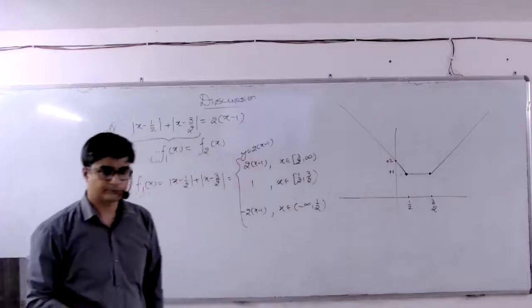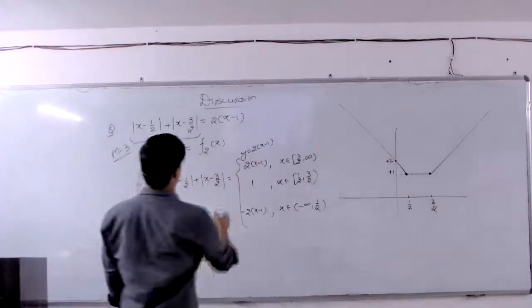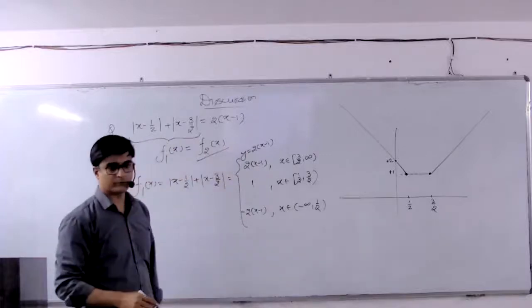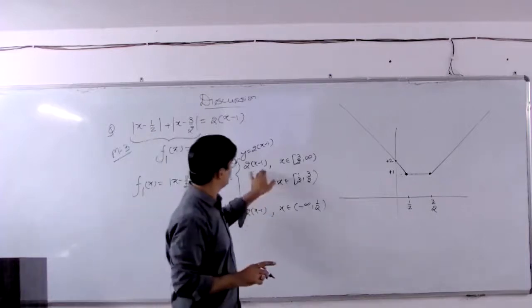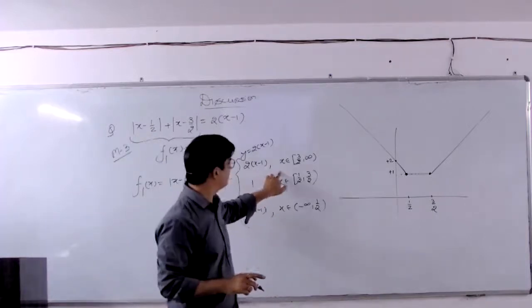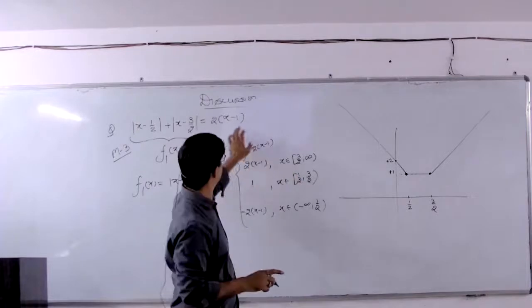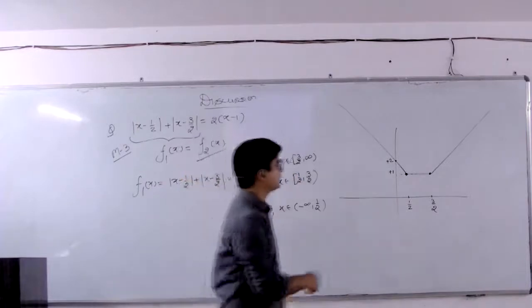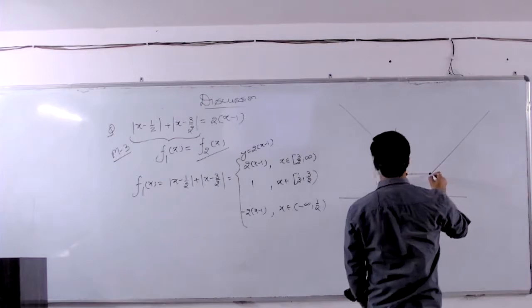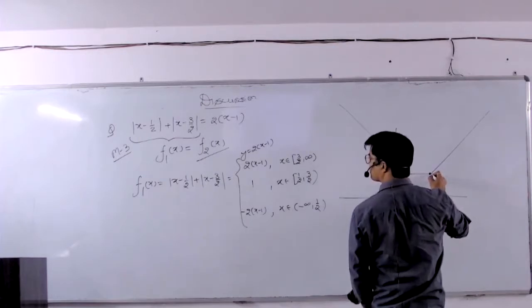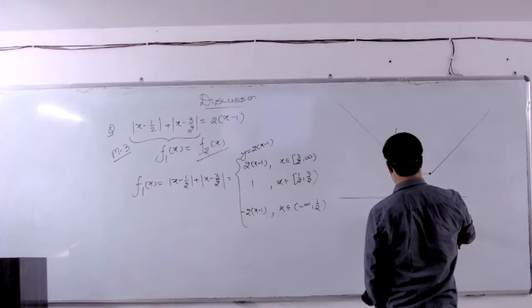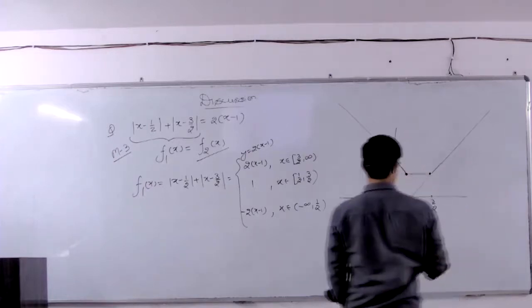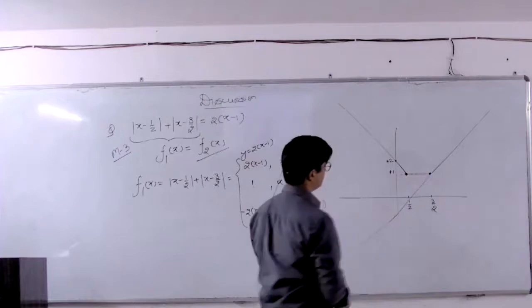Yes or no? Now, let's draw the graph of f2. f2 is 2 times x minus 1. Yes or no? Here also we had 2 times x minus 1, but it was valid only for 3 by 2 to infinity, and this is valid for all values of x. So this is a straight line only. Yes or no?